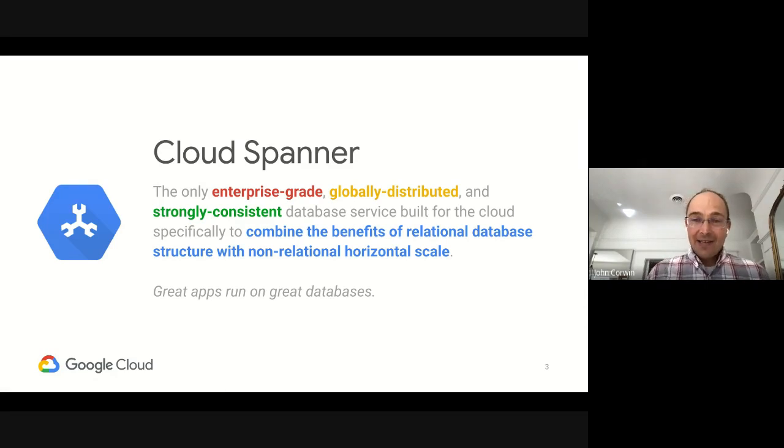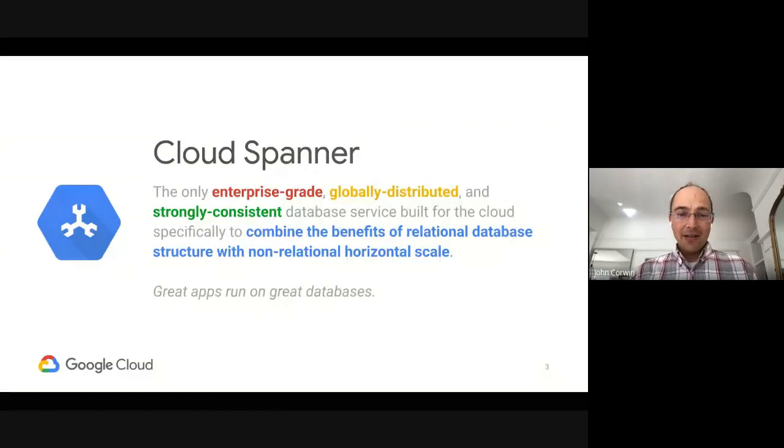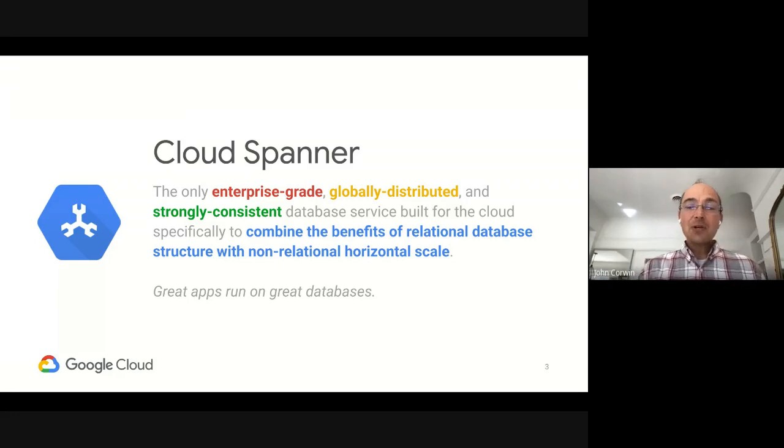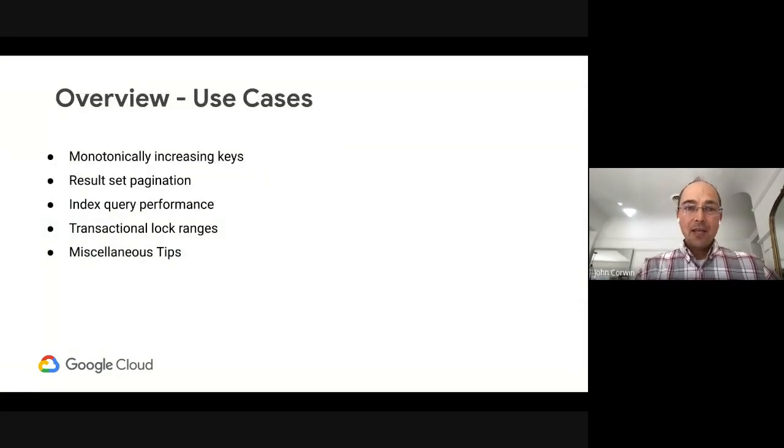That being said, Cloud Spanner is not magic. It does not mean that you can take any possible relational database workload and put it on Cloud Spanner and expect it to magically scale out. Today I'm going to cover some of these use cases where you need to think about ways to help structure your workload to make it scale with Cloud Spanner.